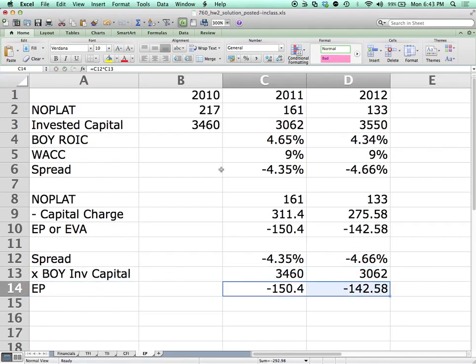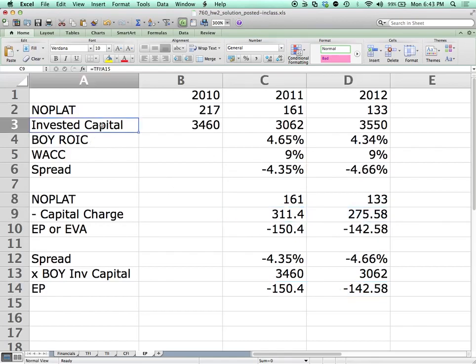Right? Or, as I said, option B is I can look at NOPLAT minus capital charge. Capital charge equals my invested capital beginning of year times my WACC. That's how much I have to make to get a 9% rate of return. 9% of the invested capital from last year. That's what I made minus the capital charge equals the economic profit or the EVA.